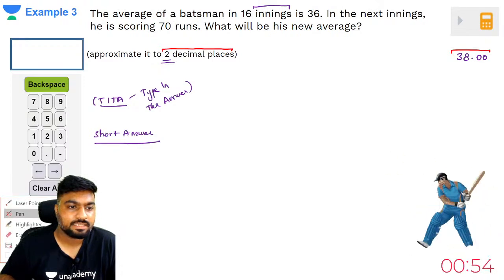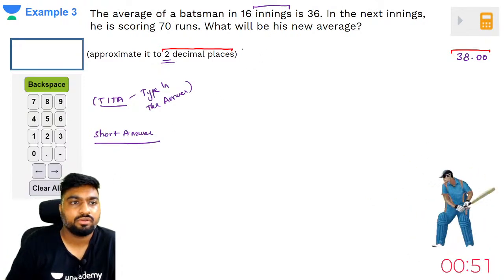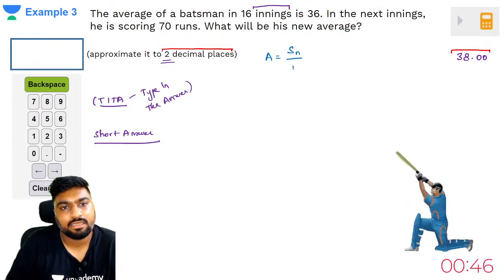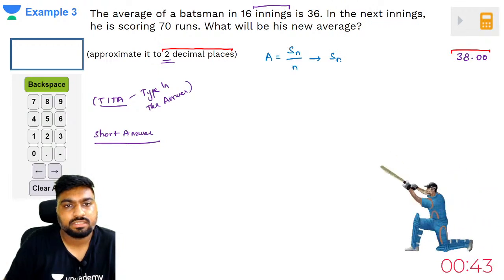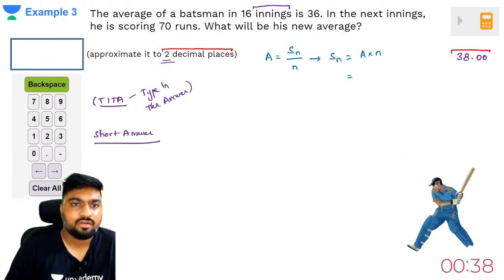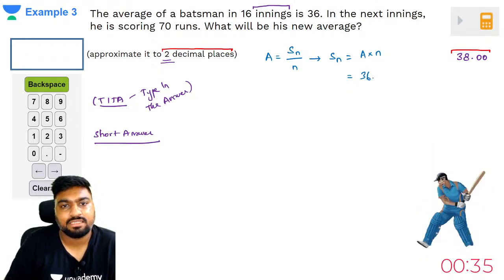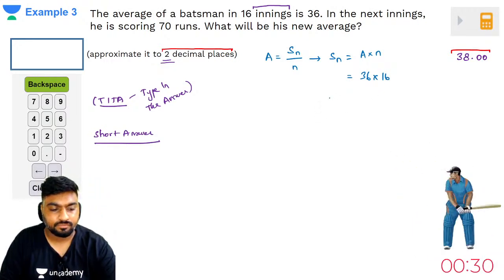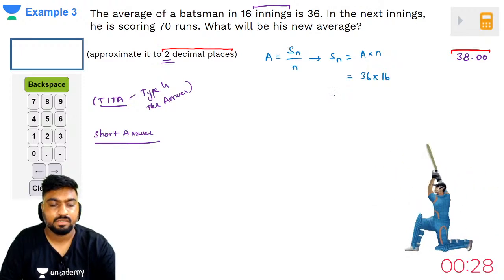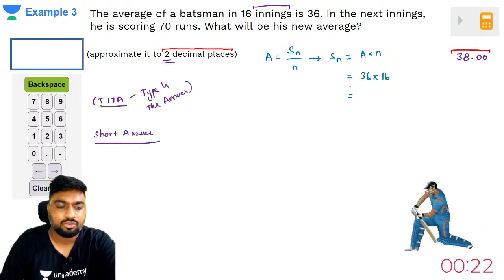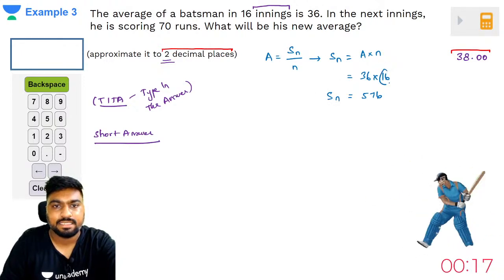So let's do this first in a standard method. Okay? Standard method, what would you do? See, average is given by sum of n terms by n terms. So from this I know sum of n terms is nothing but average into the number of terms. Average of 16 innings is 36. Total matches are 16. Correct? Say yes if you agree with this, guys. So overall, what is his score? His score is going to be 360 plus 216, 576. Yes, this is his overall score for the first 16 matches.